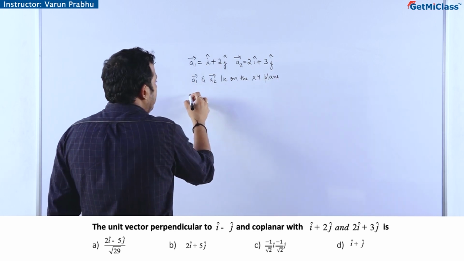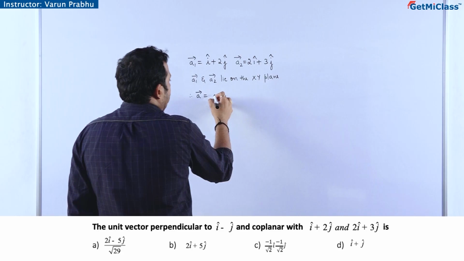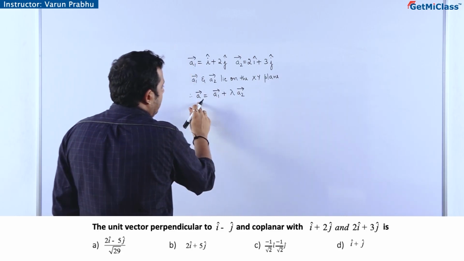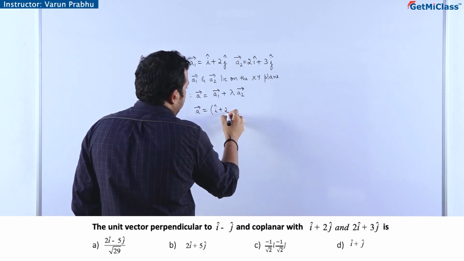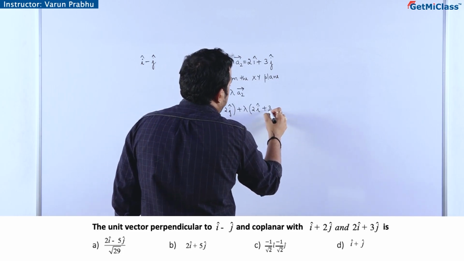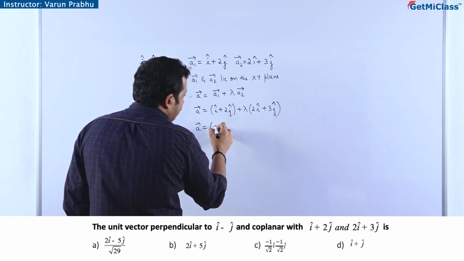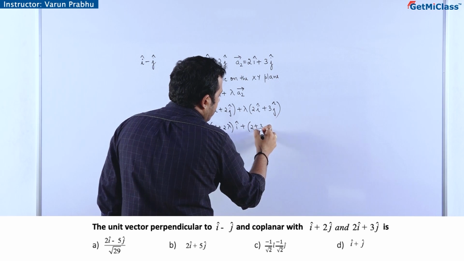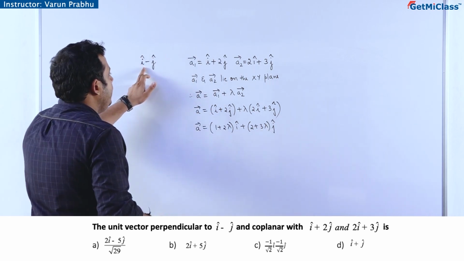So now the coplanar vector, vector a, can be written as vector a1 plus lambda times vector a2, a vector a which is coplanar to a1 and a2. It can be written as i cap plus 2j cap plus lambda times 2i cap plus 3j cap, correct? So vector a is equal to (1 plus 2 lambda) times i cap plus (2 plus 3 lambda) times j cap, correct? Now this vector is perpendicular to this vector.